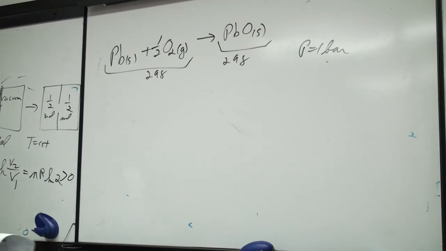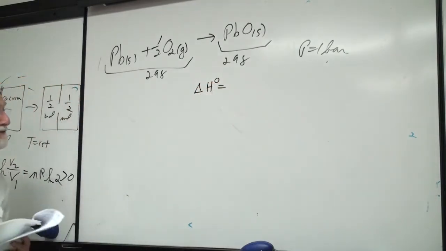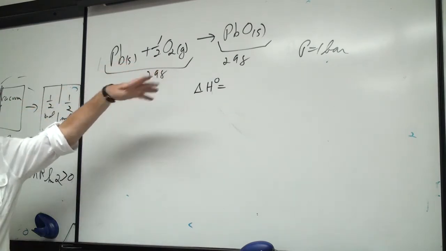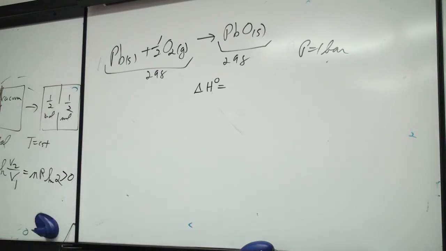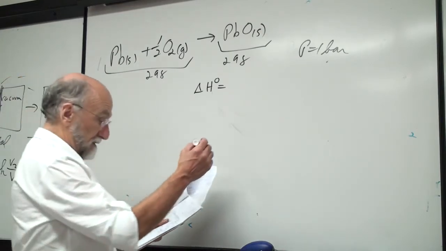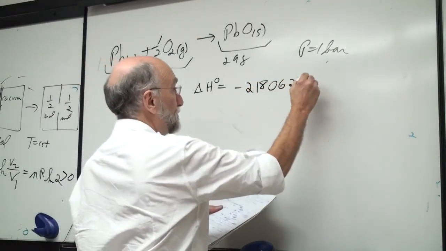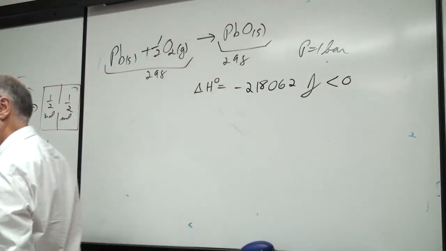Now for this reaction, I look through my thermodynamic tables, and I find a delta H for the reaction. Or I could find absolute enthalpies for each thing, but we know that the absolute enthalpies of the elements are 0 by convention, so it comes out the same thing. The enthalpy of reaction, which could have been measured in a bomb calorimeter, is minus 218,062 joules, which is less than 0. So it's an exothermic reaction, heat is given off.